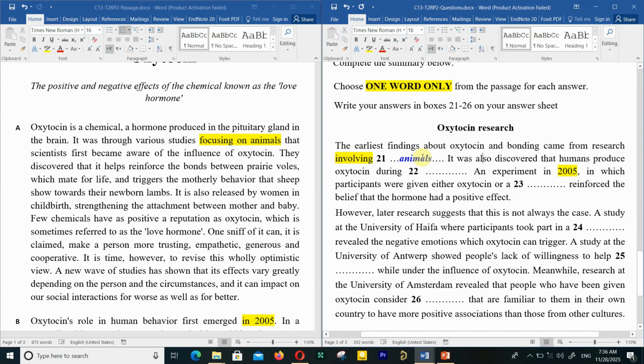It was also discovered that humans produce oxytocin during what? Humans produce oxytocin during what? Maybe instead of humans they can paraphrase it, using men or women.